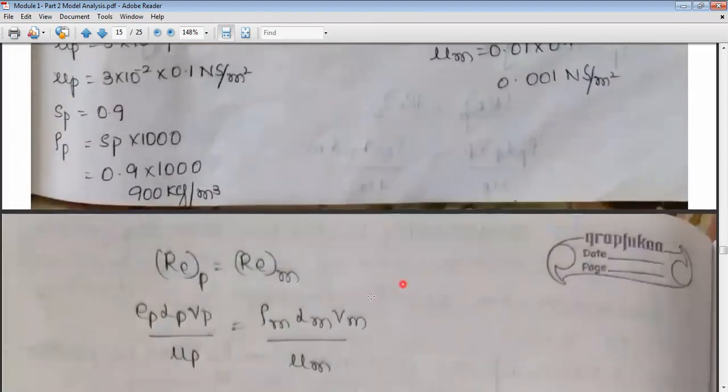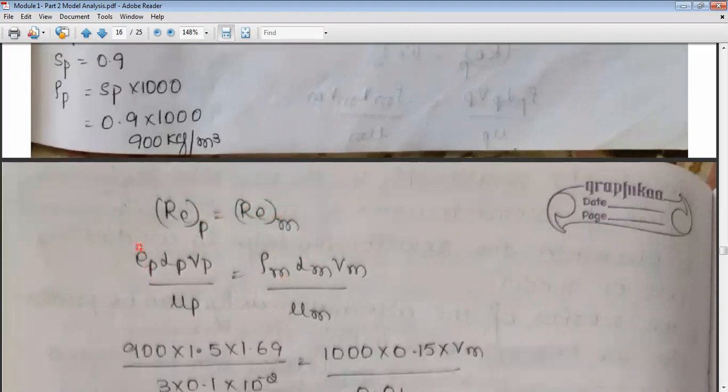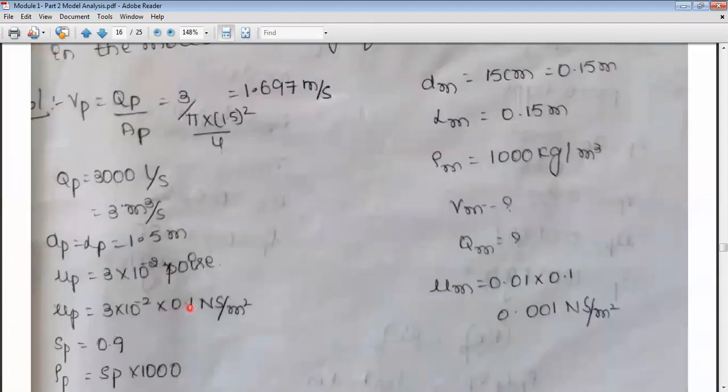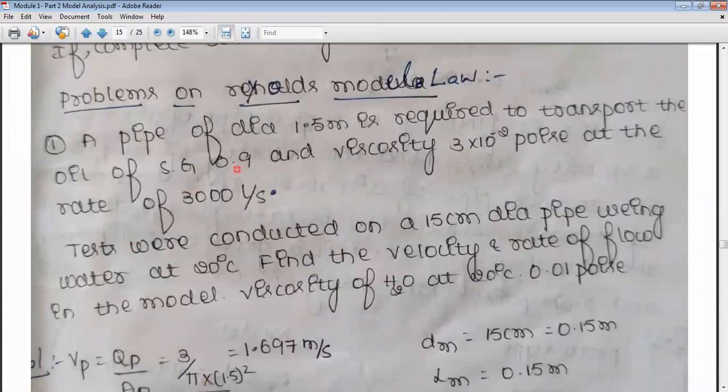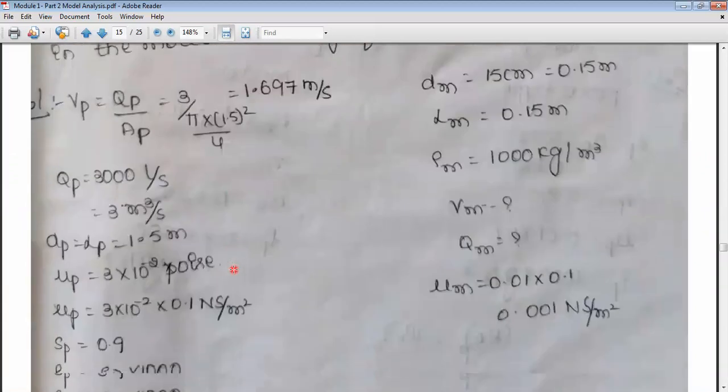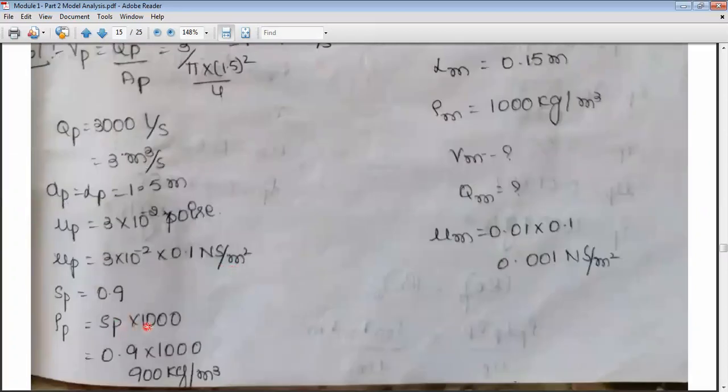Then you write that the Reynolds number of the prototype is equal to the Reynolds number of the model. Therefore, rho p, LP, Vp divided by mu p is equal to rho m, Lm, Vm by mu m. Be careful, LP stands for diameter here because the unit is meter. Lm stands for the diameter of the model. So what is rho, the density? Instead of density, he has given the specific gravity as 0.9. Okay, the liquid is water. Therefore, the density becomes 0.9 into 1000.